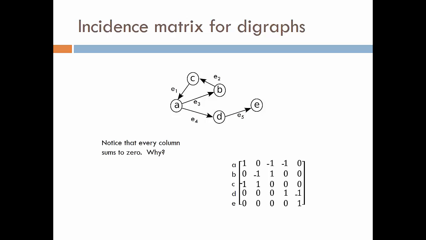So if we look at E1, edge 1, it's leaving C and going to A. So we put a -1 by C and a +1 by A. Let's look at E2. It's leaving B and going to C. So we'll put a -1, like it's taking away from B, and going to C, a +1. Just one more. How about E3? It's leaving A and going to B. So it's a -1 in the A row and a +1 in the B.